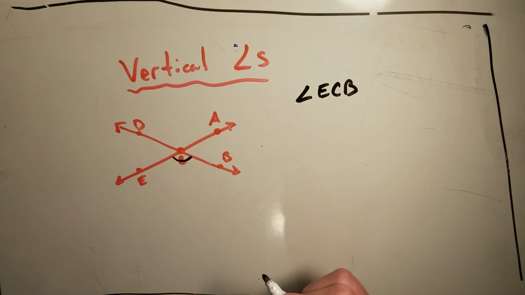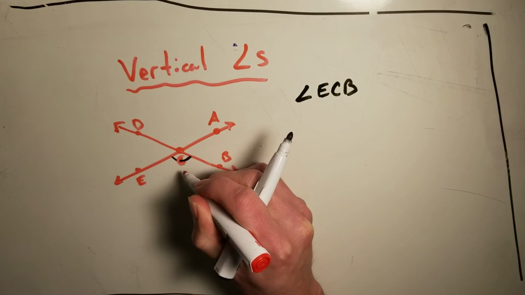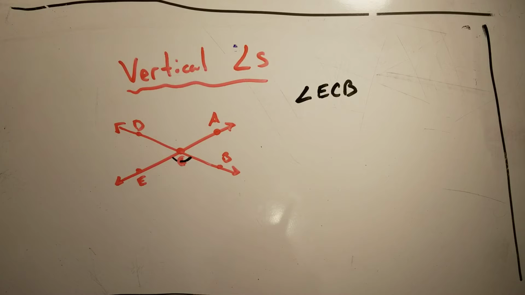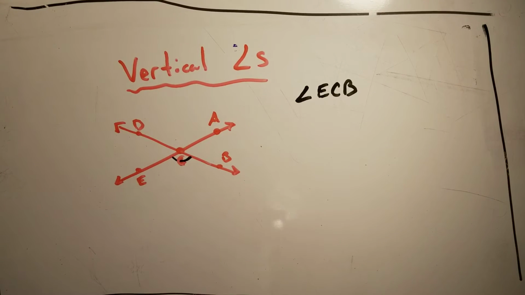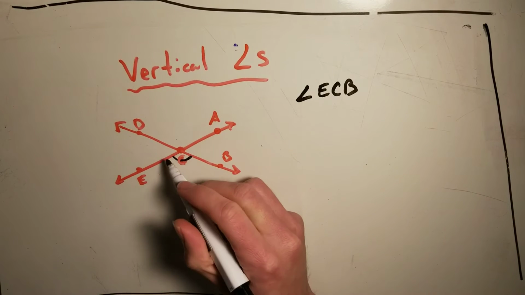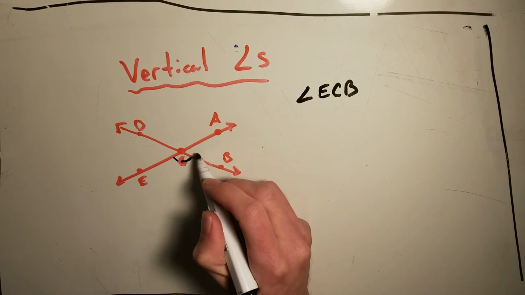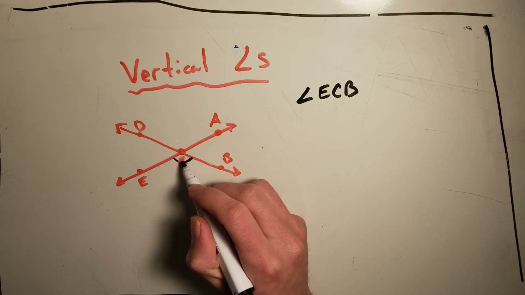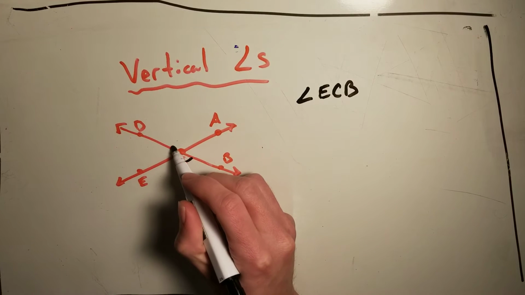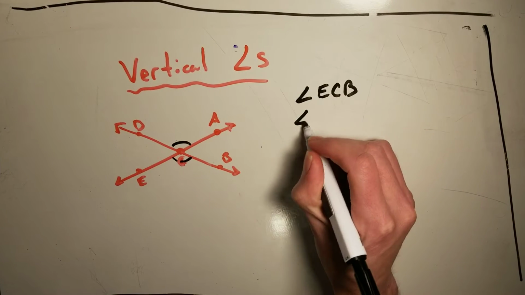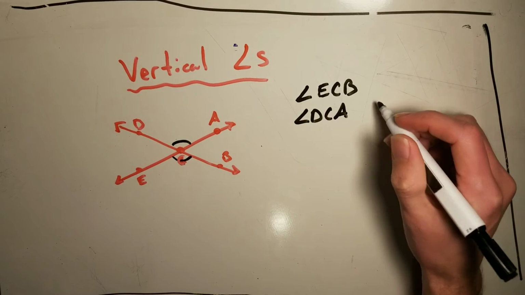Now angle ECB, in order to be vertical with that, we're going to have to find an angle that shares a vertex and is opposite of this. So ECB, well, we have three other angles here that we're going to look at. And all three of them share a vertex, but the only one that's opposite would be angle DCA. This angle that's on the opposite side right up here. So angle DCA, this is a pair of vertical angles.